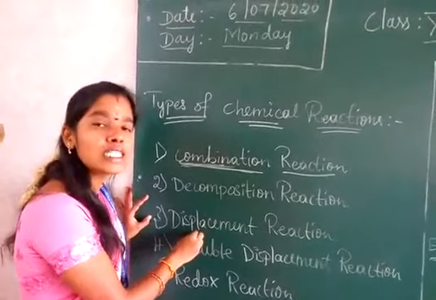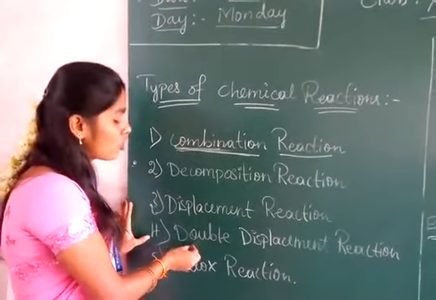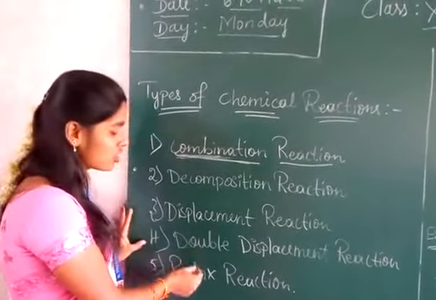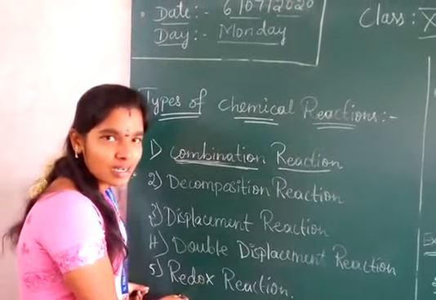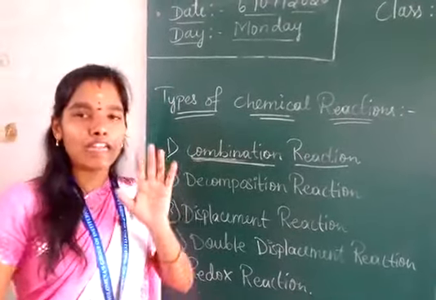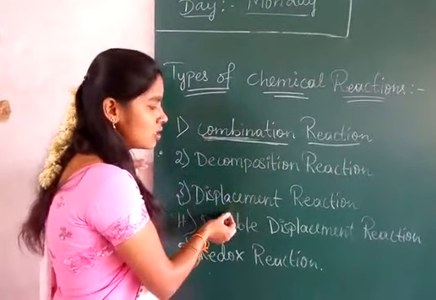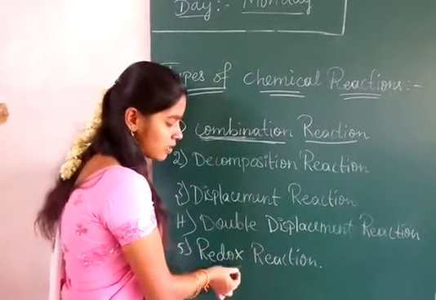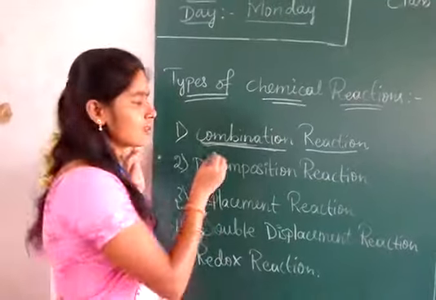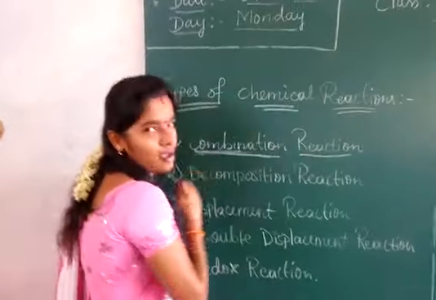Third one is displacement reaction. Fourth one is double displacement reaction. Fifth one is redox reactions. Majorly there are 5 types of chemical reactions: combination, decomposition, displacement, double displacement and redox. So today we are going to discuss combination reaction.